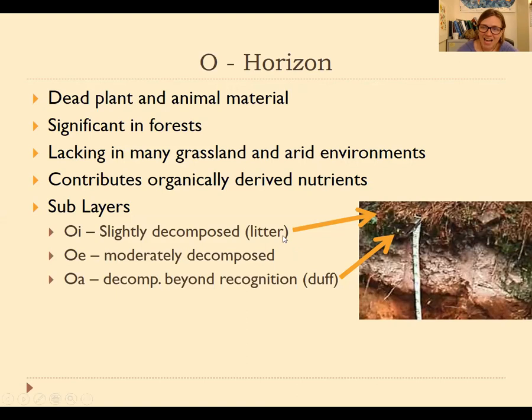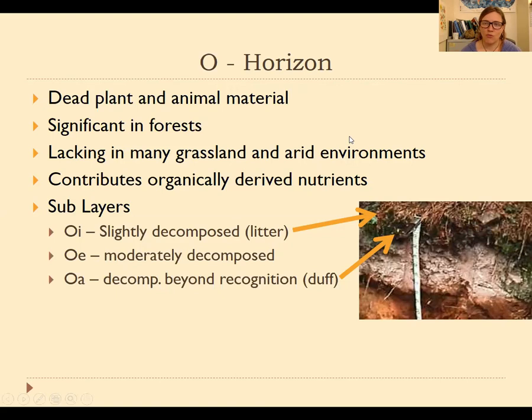So sometimes people break down the O horizon even farther. I don't need you to memorize these numbers for my class, but you may have come across, in the future or in your textbook, an Oi, an Oe, and an Oa layer. Oi is on the surface, that's slightly decomposed, still recognizable, then moderately decomposed, and mostly decomposed. More often you'll come across the terms litter and duff, which refer to this kind of O horizon layer.